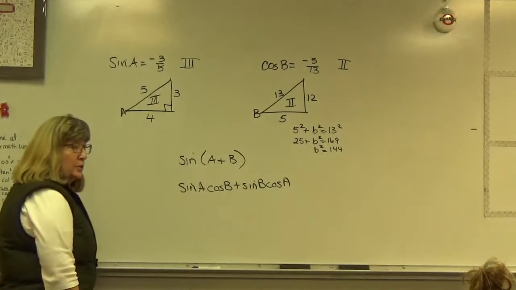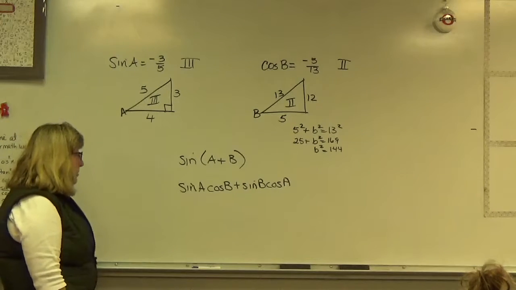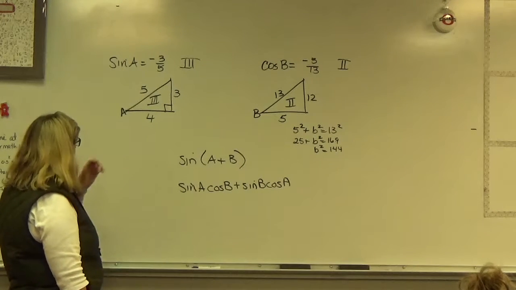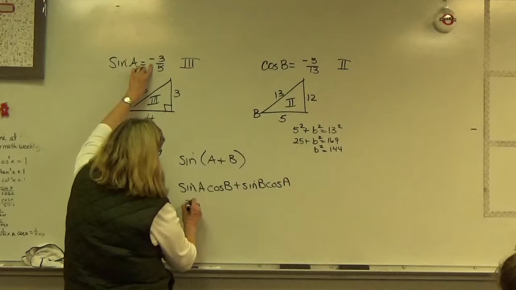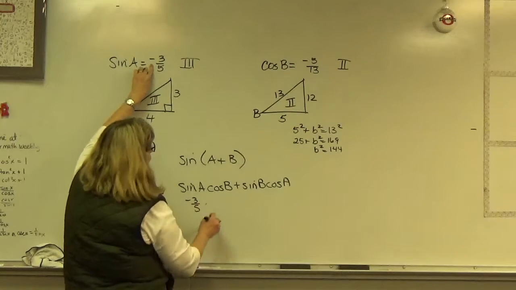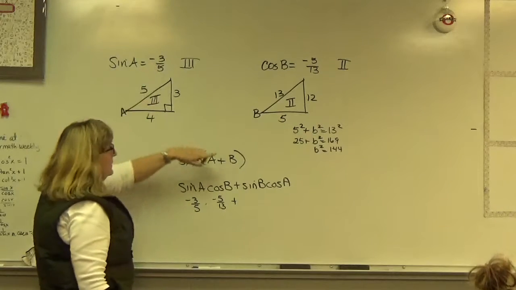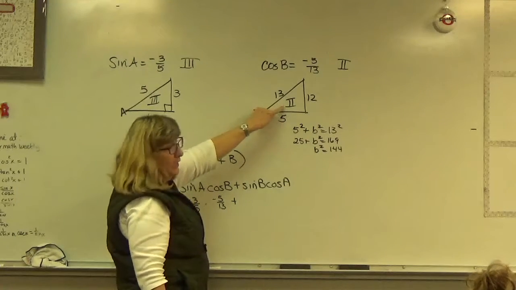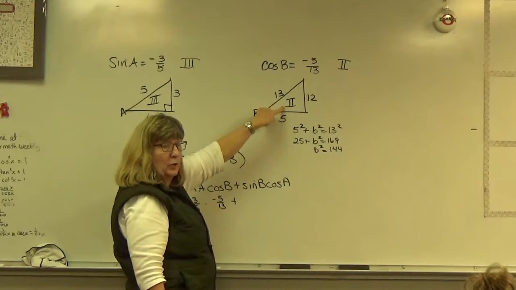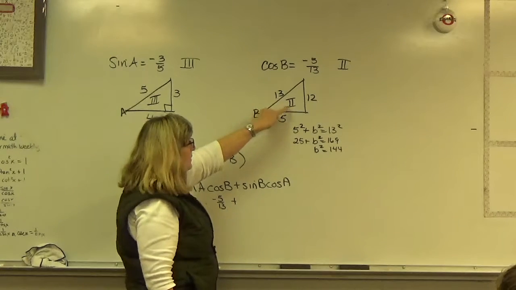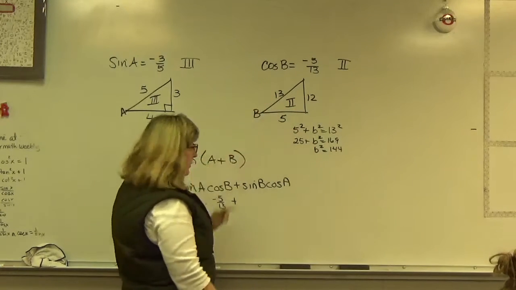So now I just go to my triangles and get the correct answer. So what's sine of A? We know what that is because we already have it up here. Cosine of B we already have, -5/13. But what's the sine of B? Remember we're in the second quadrant. What's the sine in the second quadrant? Positive, and the sine would be 12/13.